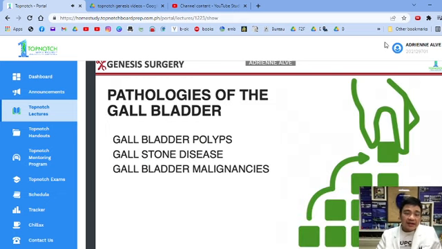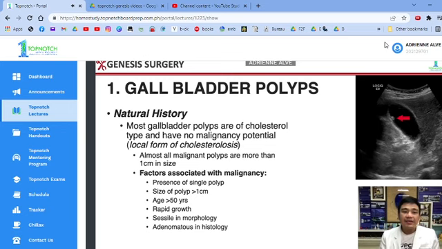In terms of pathologies of the gallbladder, these are the conditions we identified that you should master at this level. There are only three. Let's start with the first one, gallbladder polyps. Most gallbladder polyps are of the cholesterol type and have no malignancy potential. So it's a polyp, pedunculated, with a stalk and a pendulating mass at the end. Almost all malignant polyps are more than 1 cm in size. So what we want here is, do polyps in the gallbladder need surgery? No. Most of the time, they don't need to be touched.